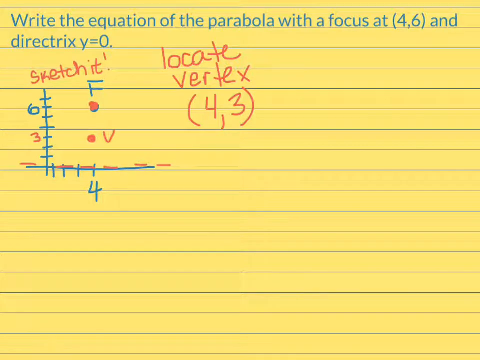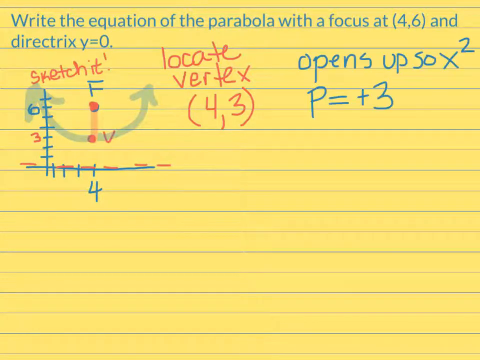So if we know where the vertex is and the focus and the directrix, then just by looking at this, we can tell it has to open around the focus like that. I'm just drawing this in randomly. I'm not plotting it, I'm just sketching it in, but I know it's going to be an x squared with a positive p. And I can also look at this and figure out what the p value is just by counting from the vertex to the focus. P has to be positive 3. So let's write all that down.